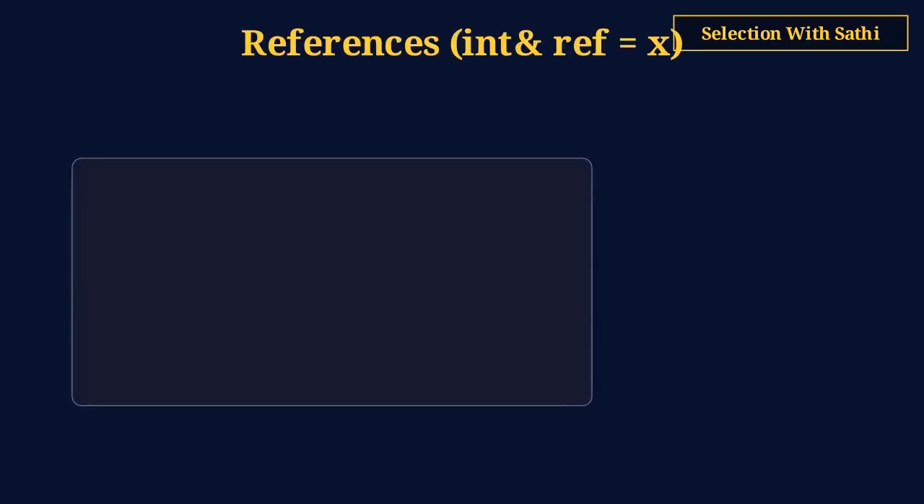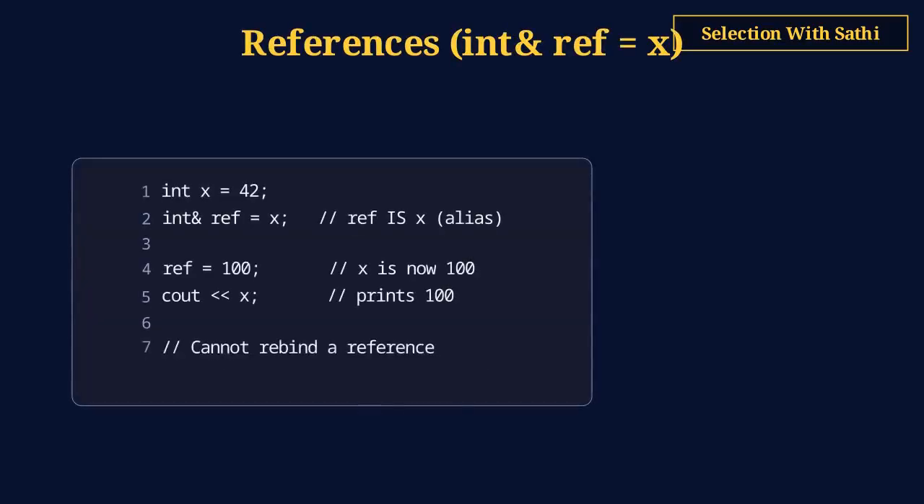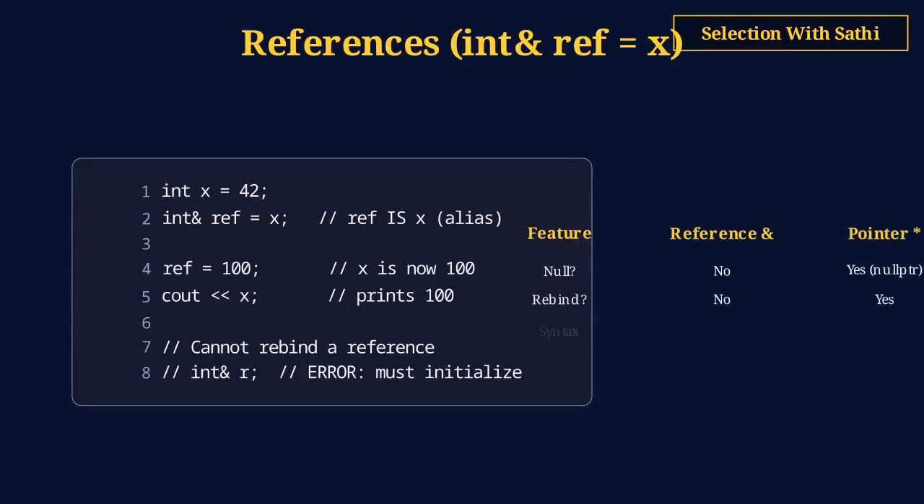Second concept, references. A reference in C++ is an alias, another name for an existing variable. You declare it with an ampersand, int &ref = x. After this, ref and x refer to the exact same memory location. Modifying ref modifies x. References must be initialized. When declared, you cannot have an uninitialized reference. They cannot be null and cannot be reassigned to refer to a different variable.